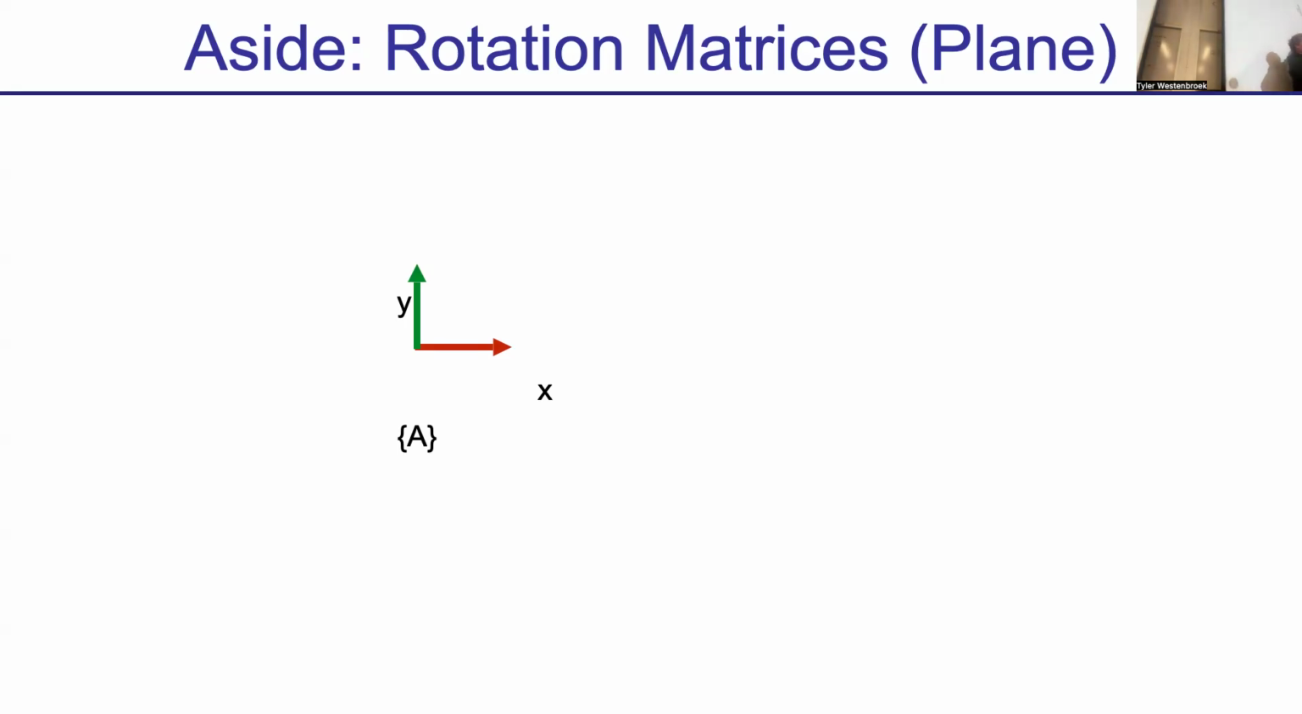So here is again my standard XY coordinate system for the plane that we're all very used to working with. And let's say I have some other shifted or rotated coordinate frame, which we'll denote with X' and Y', where, to get this new coordinate system B, it's been rotated by theta degrees counterclockwise from my original coordinate system.